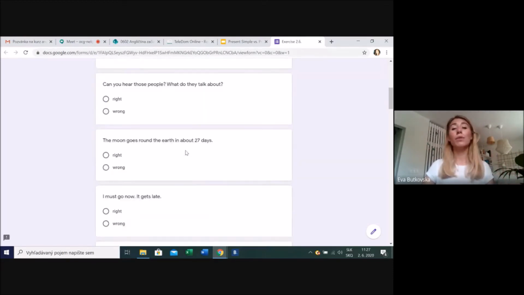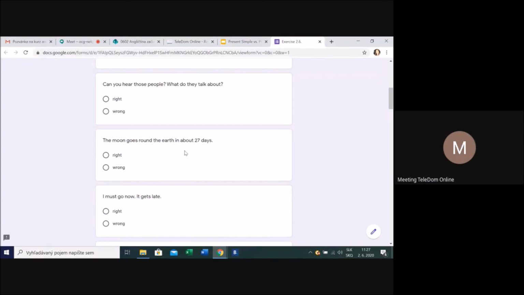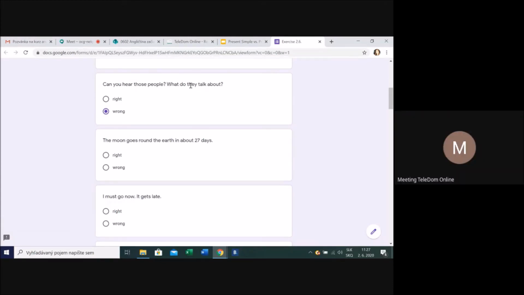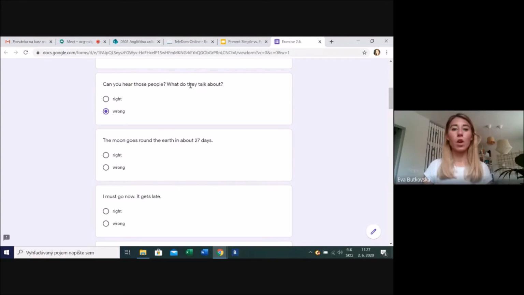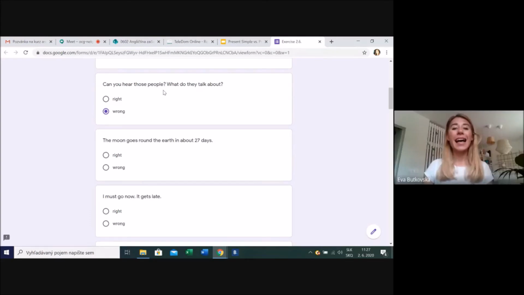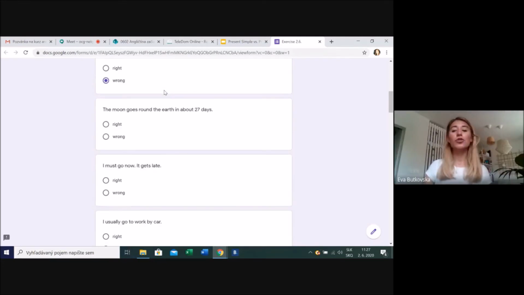Let's move on to number 4. Can you hear those people? What do they talk about? Is this sentence right or wrong? Wrong, I think. It is also a temporary activity. Very good. So let's create a correct sentence, please. Can you hear those people? What are they talking about? Very good. Very, very good. Let's move on to the next one.